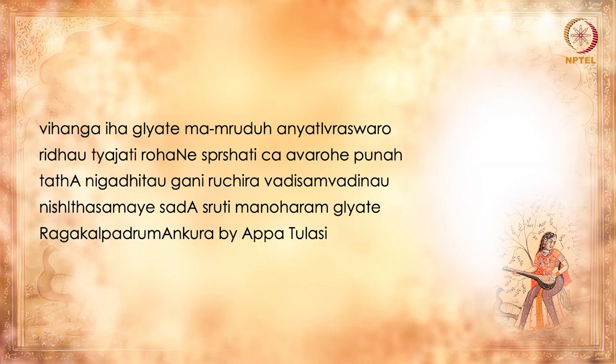And the lakshana, the verse means this, right? Vihanga iha giyate. Vihanga is the older name for the raga Bihag. Vihanga iha giyate ma mriduhu anya tivra svaru. So ma is mridu, that is, it's komal. Or in our terminology, we'll say it is shuddha. That is, it is not the higher ma, it's the mridu ma. Anya tivra svaru. The rest of the swaras are tivra, that is, they are the sharper note. Ridhau tyajati rohane. Ri and dha are discarded in the arohana. Sprishati cha avarohe punah. And in the avaroha, it is only just touched. Tatha nigaditau gani. Ga and ni are vadi and samvadi. And nishitha samaye sada. And it is sung at night.